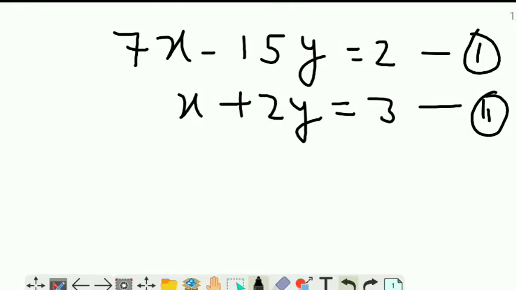We have two equations here, a pair of linear equations in two variables. The first is 7x minus 15y equals 2, and the second equation is x plus 2y equals 3. We are going to solve this by the substitution method.